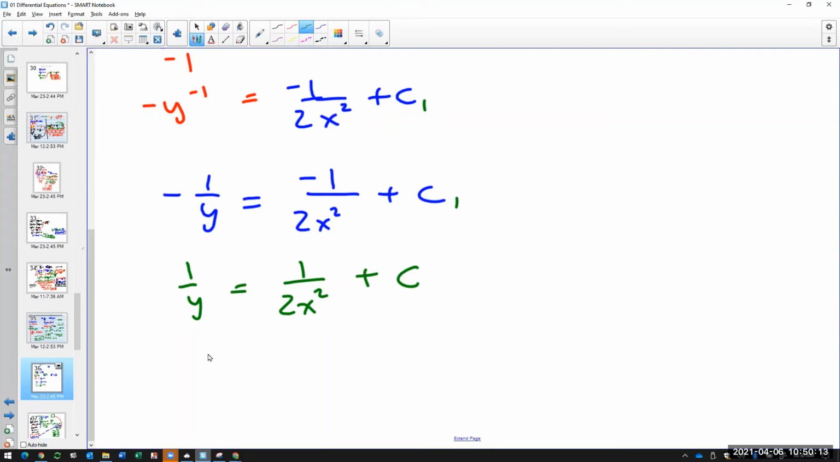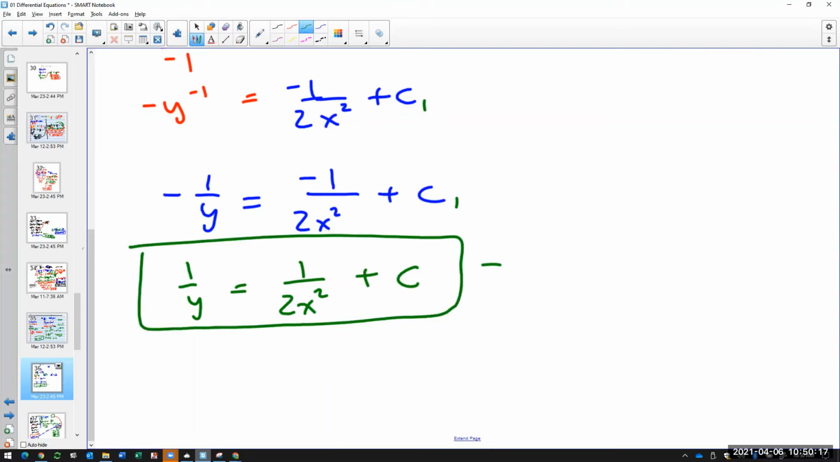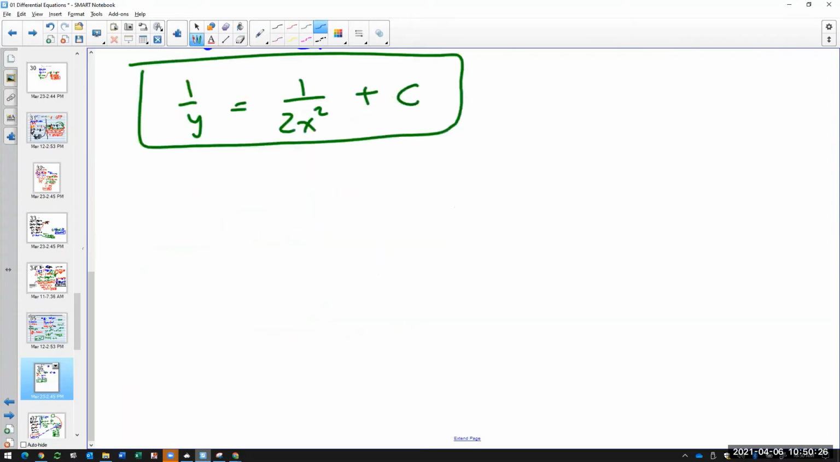This c just changes to a new c, okay, which means I need to be working from here down. Don't work with these c's because these are different. Okay, need to solve for y? Any suggestions?